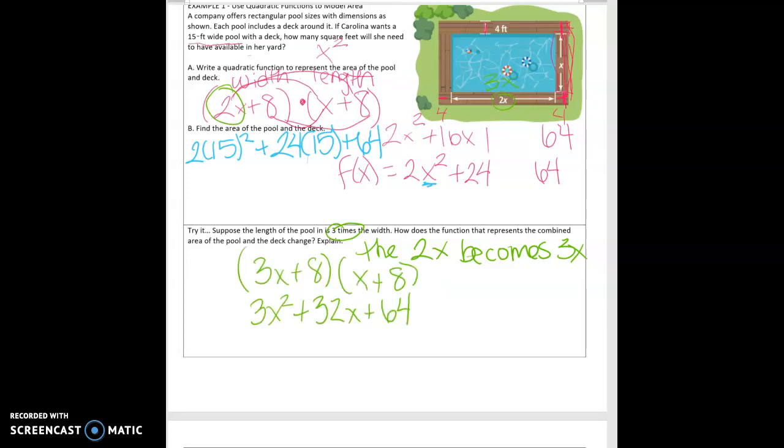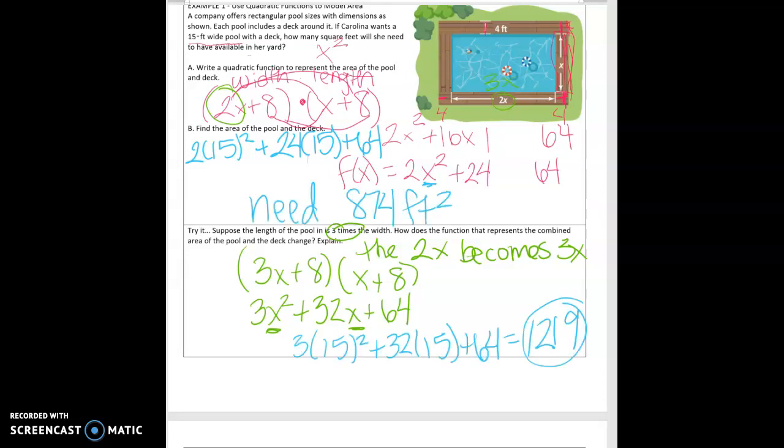Okay, so by doing that, you have the 3x here, and then you FOIL just like we did up above. And so now we get 3x squared plus 32x plus 64, and it wants to know how this differs from the last one. So we need to plug 15 in again for that x. Plugging it in, we now get that Caroline would need 1,219 square feet.